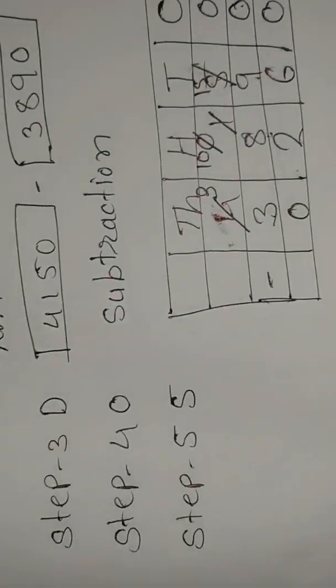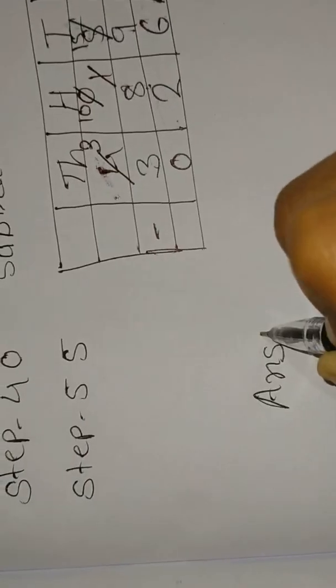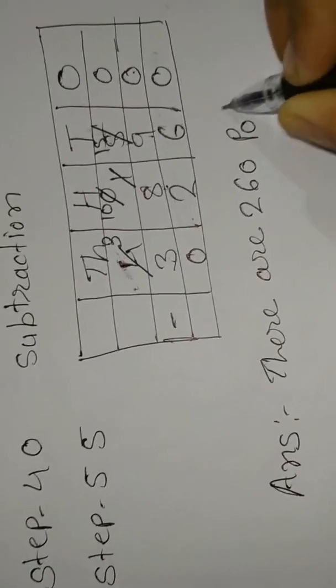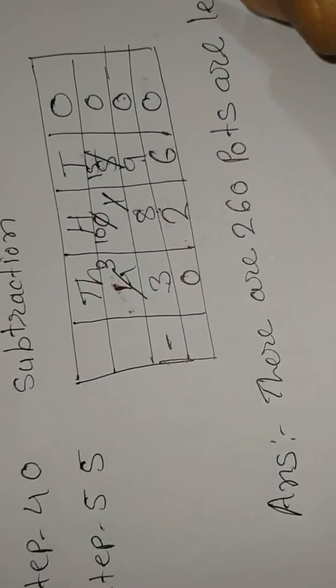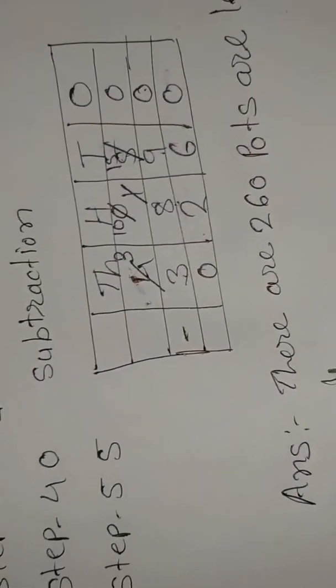So here we have to write the answer. There are 216 pots left with him.